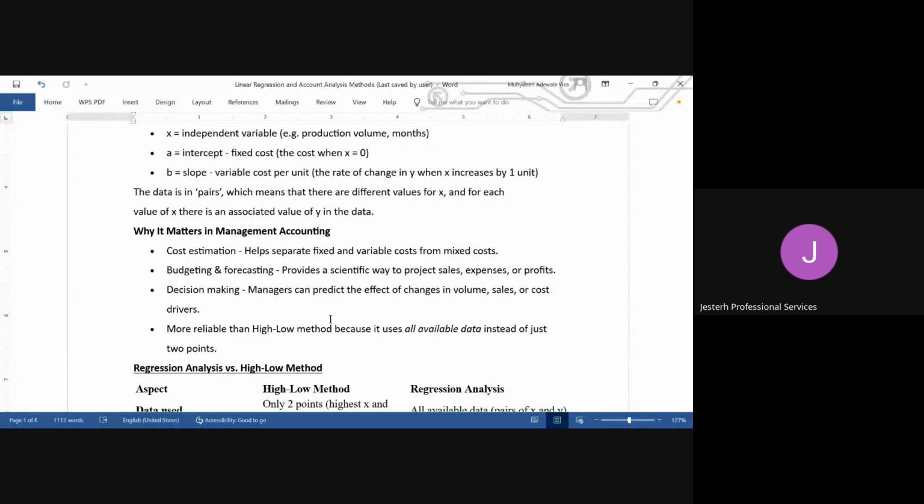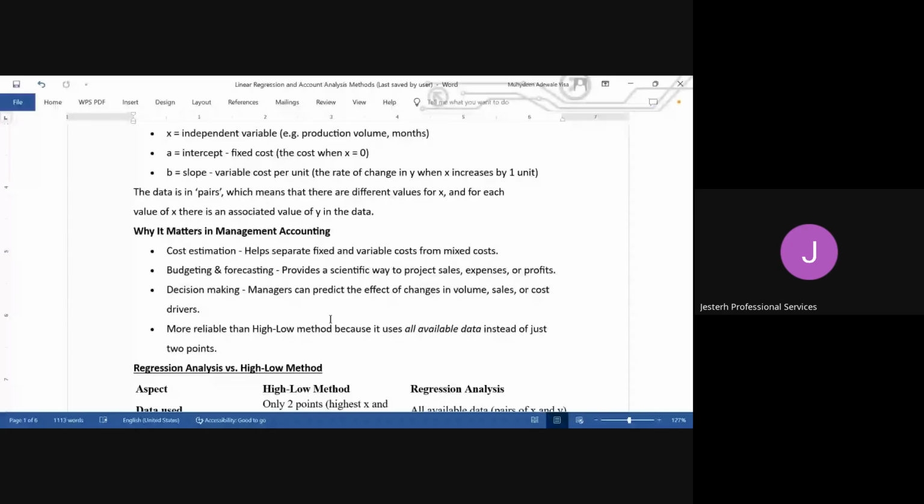So why does it matter in management accounting? Number one is cost estimation. It helps us to separate our fixed cost and the variable costs whenever we are given mixed costs. That is the number one key reason why it matters when it comes to management accounting.